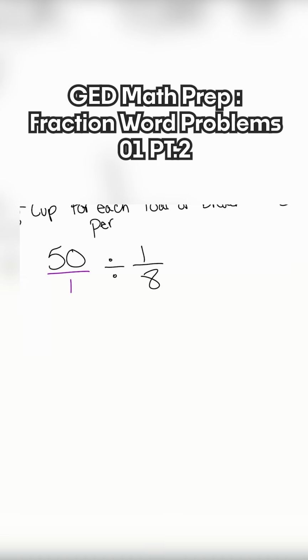Now that we're here, we are going to keep, change, flip. So I will keep the first fraction the same, 50 over 1. I will change from division to multiplication, and I will flip the 1/8 to 8 over 1. Everybody, 50 over 1 is the same thing as 50. 8 over 1 is the same thing as 8. This is just going to be 50 times 8. Everybody, 50 times 8 is what? Correct. 400. And there we go.